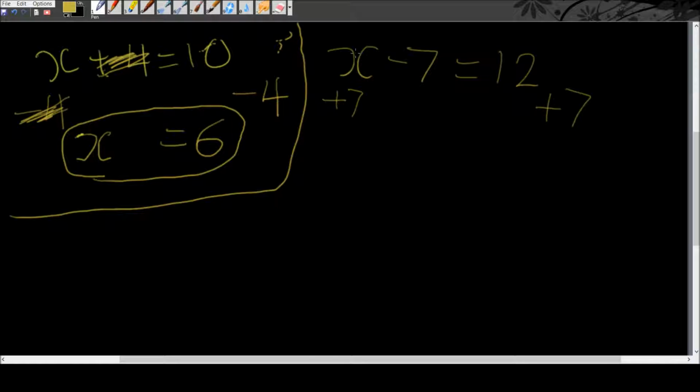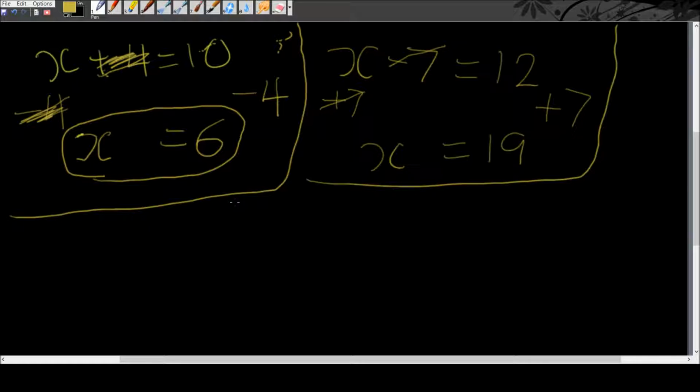Okay, so adding 7 onto this side is going to get rid of the negative 7 there, and we're just going to be left with an x, and we're going to get 12 plus 7, which is going to give us 19, and that is our answer there. Lovely, lovely, lovely mathematics. Okay, let's look at another example.